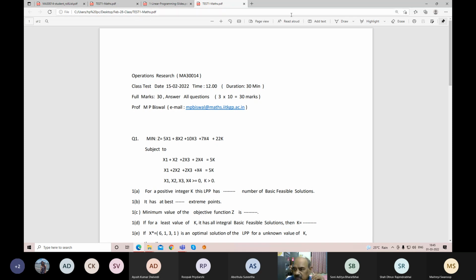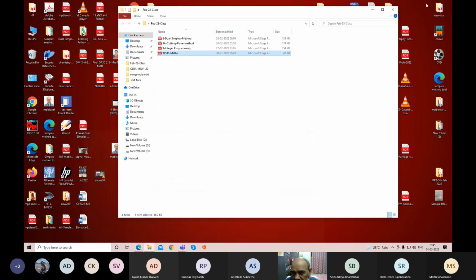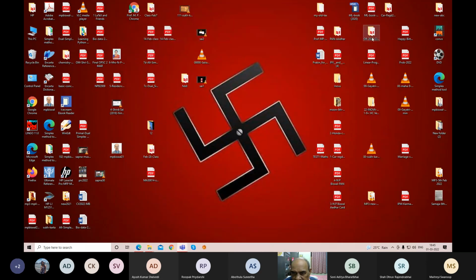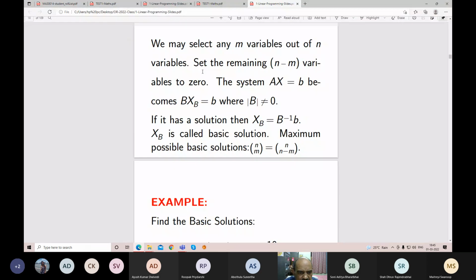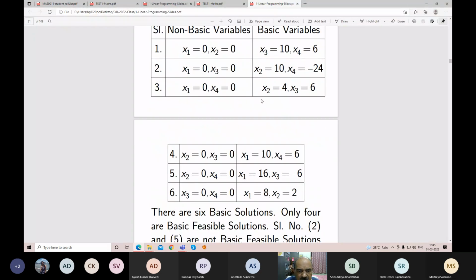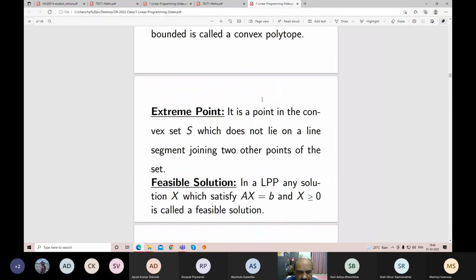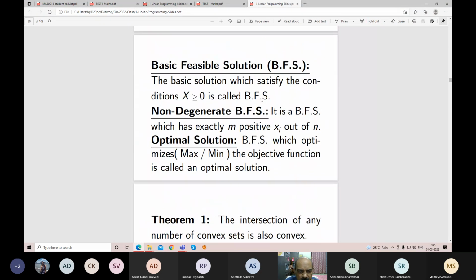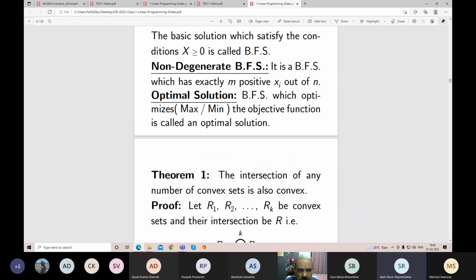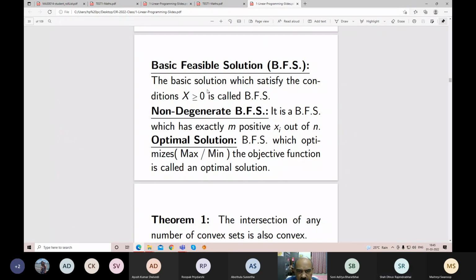See, this I have deliberately skipped. I will tell you, again I am repeating. That is a theorem. What is the theorem? These slides, you got it? Yes or no? Yes, sir. The basic feasible solution will satisfy this condition. A non-degenerate solution is a basic feasible solution which has exactly m positive out of n.